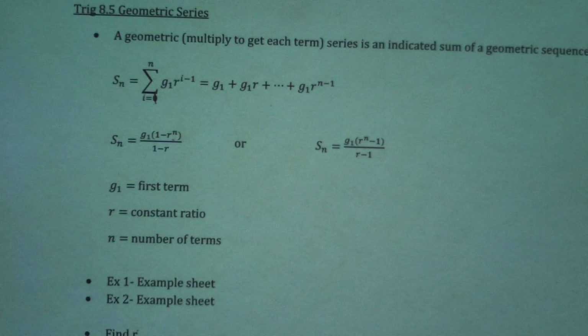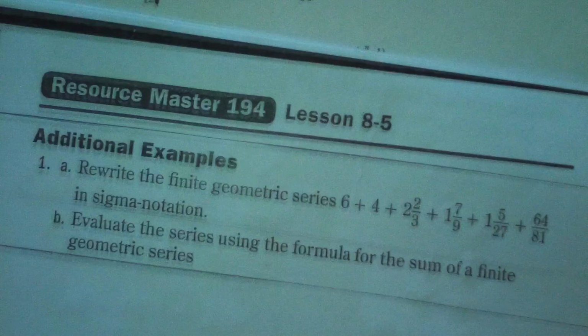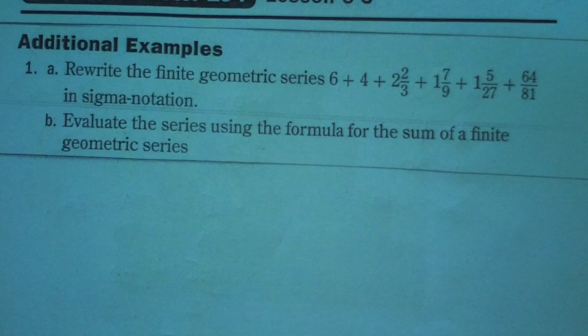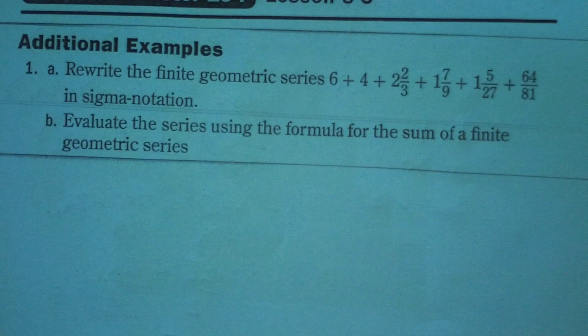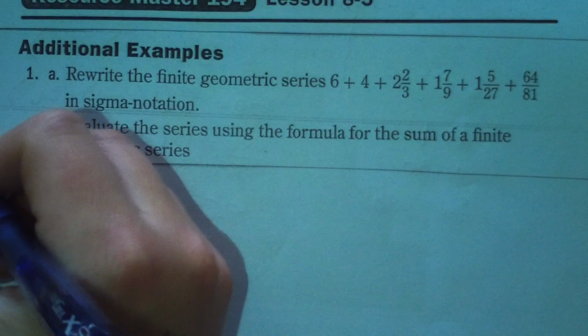The first one says to rewrite the finite geometric series in sigma notation. Finite just means it's stopping at some point. It's the opposite of infinite. Sigma notation is that same summation notation we were doing before, so when we write this in summation notation, we're going to have that weird E-shaped thing that stands for summation.